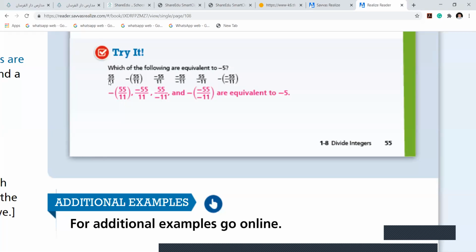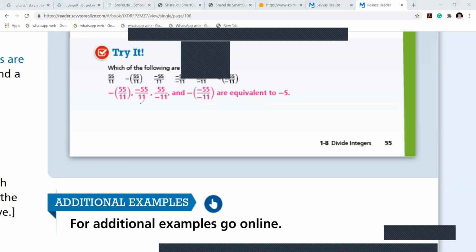That means it has to be opposite sign. Second one will give you -5. Third one will give you -5. This one will not give you -5 because both are same. This one will give you -5. And here this also will give you -5. You don't need to write again, just put a cross and a tick mark like this. See, these are opposite sign. This is also -5. This is also -5.